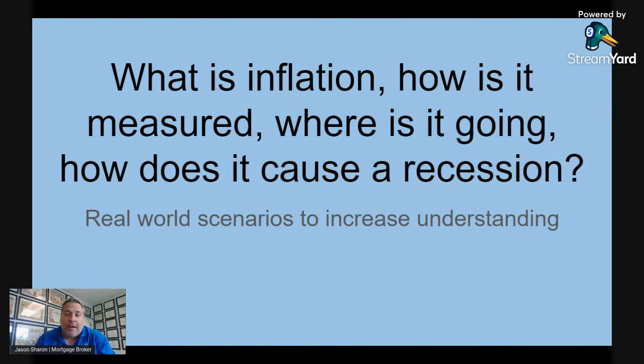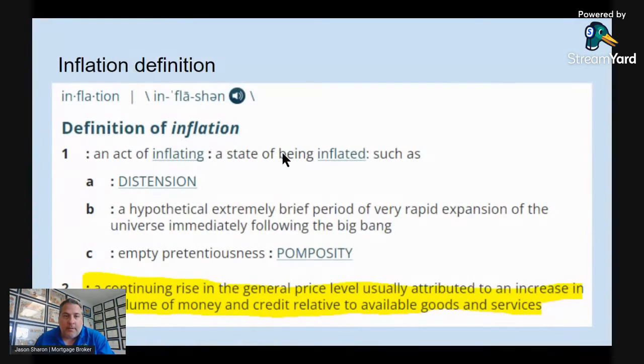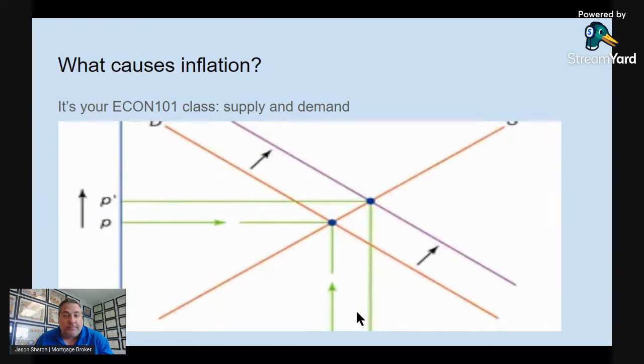I'm here to talk to you about inflation, how it's measured, where it's going, and how it causes a recession. So inflation, going to the definition from Webster, is a continuing rise in a general price level, usually attributed to an increase in the volume of money and credit relative to available goods and services.